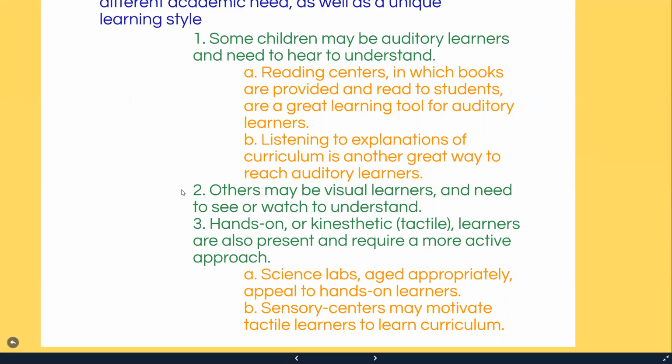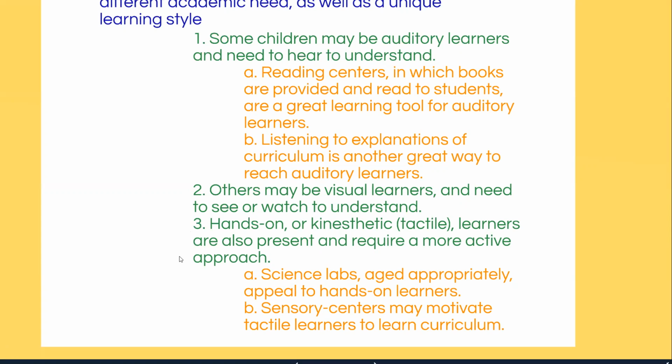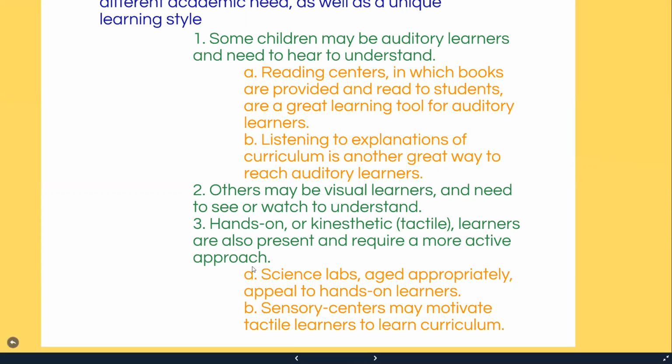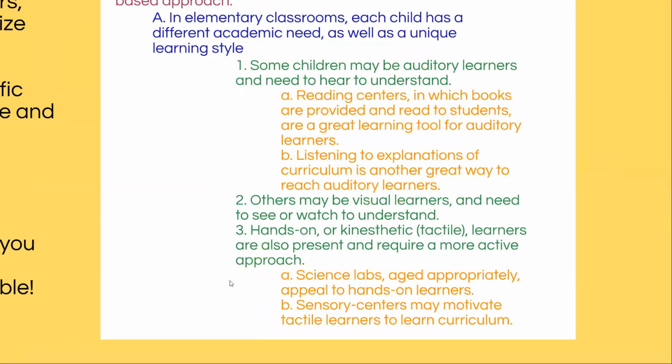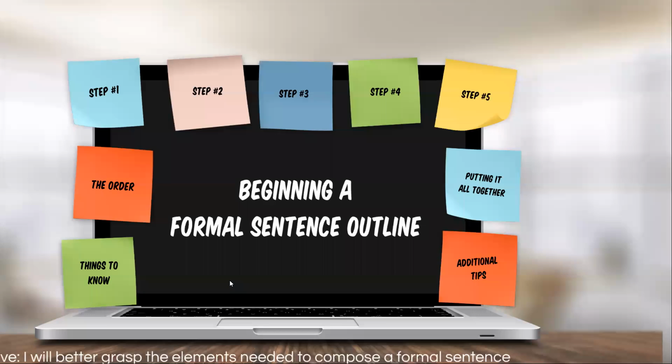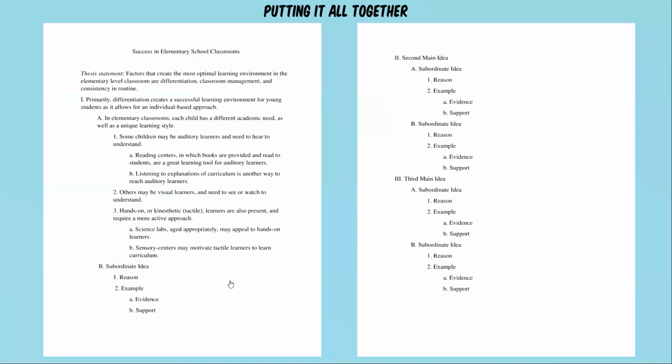Moving to number 2, visual learners need to see or watch to understand. That's pretty self-explanatory, speaks for itself. Number 3, hands-on or kinesthetic tactile learners are also present and require a more active approach. So there we have supporting detail A, science labs aged appropriately appeal to hands-on learners. B, sensory centers may motivate tactile learners to learn curriculum. So again, reaching the kinesthetic learner is what we are doing to support all of these ideas that we have so far.